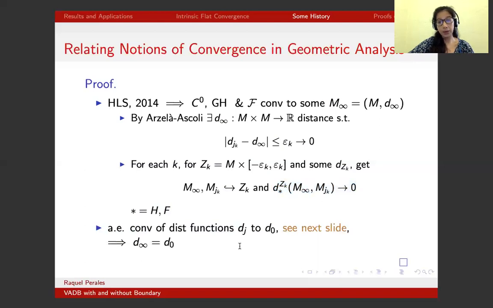Now the remaining part is that we want to conclude that this space M infinity, given by M with d infinity, is equal to the manifold that we started with, M0. For that, they use a result that tells you that there is almost everywhere convergence of distance functions, dj to d0. So let's look at the next slide.